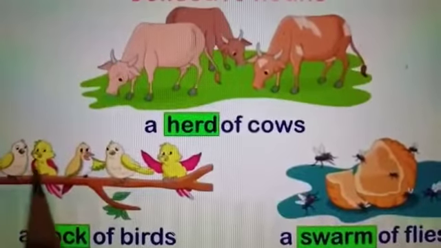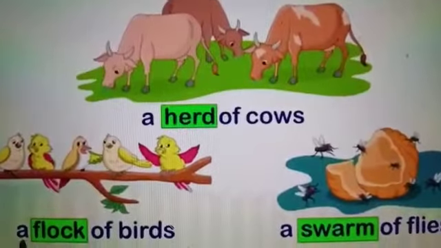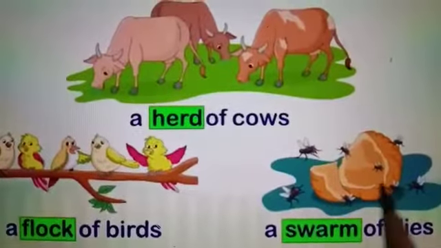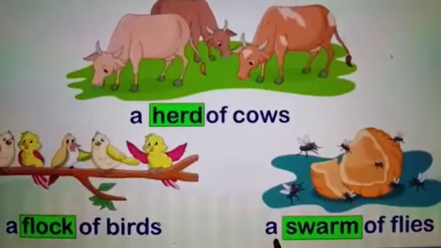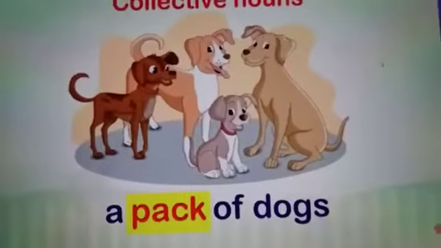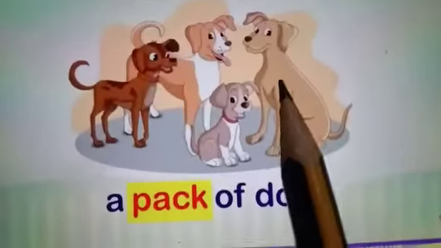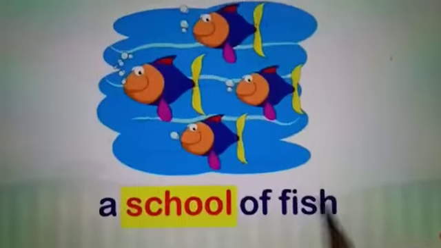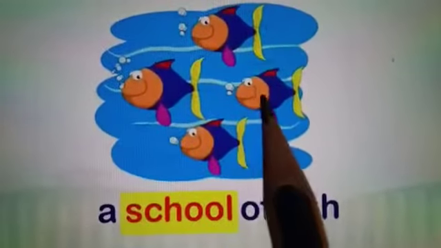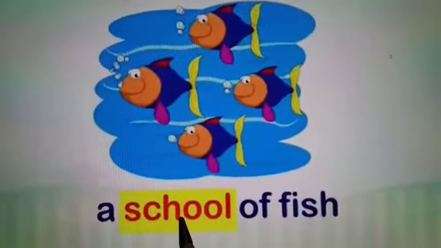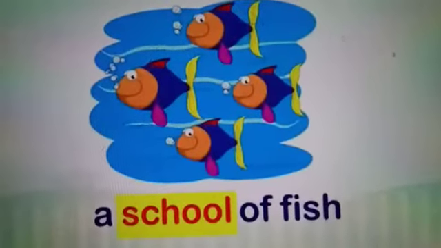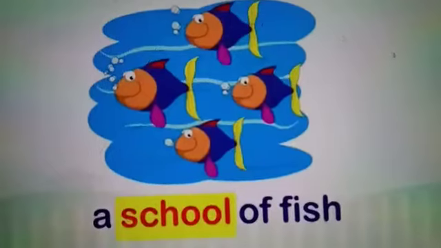When we have a group of birds, that is called a flock of birds. And when we have a group of flies, that is called a swarm of flies. When we have a group of dogs, that is called a pack of dogs. And when we have a group of fish, that is called a school of fish. Okay? Now you know what collective nouns are. So open your page number 17 and let's solve it.